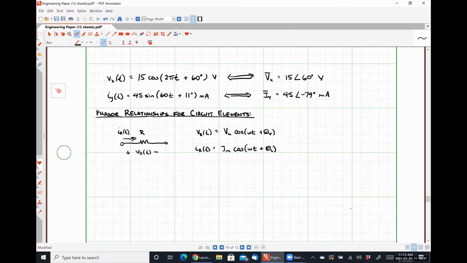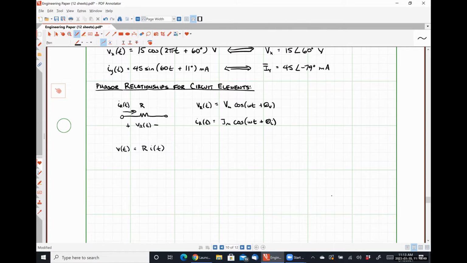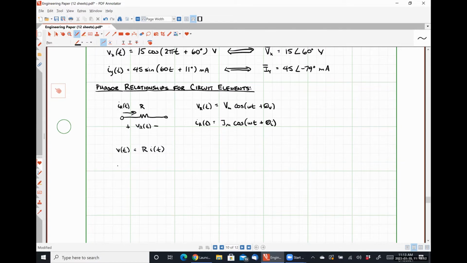As a constant of proportionality, we know that v(t) is equal to R times i(t). Well, if we use our mixed domain representation for v(t), we would have Vm e^(j(ωt + θv)) is equal to R times Im e^(j(ωt + θI)), with some phase angle θI. I'm going to do this explicitly this time.